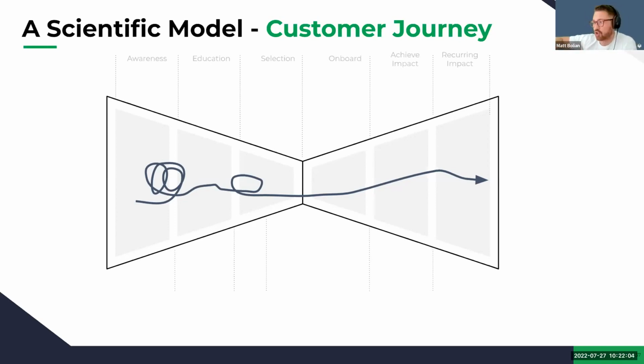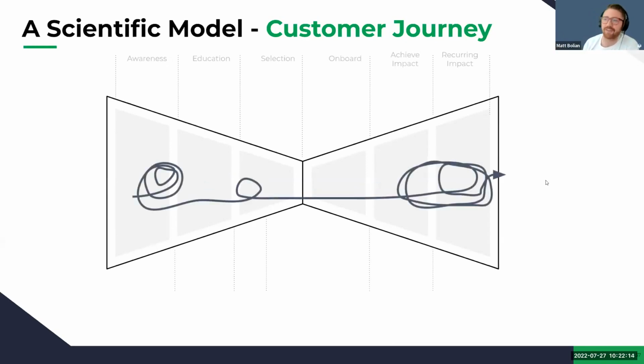And then we go straight through, we get onboarded, we achieve impact, and then we upsell or renew. That ain't true either. Guys, the same thing that's happening on the left side of this funnel is happening on the right side of this funnel. It looks a lot more like this, right? It is a squiggly line on the left side, and it is a lot of squiggly lines on the right side, or you get reoccurring impact.